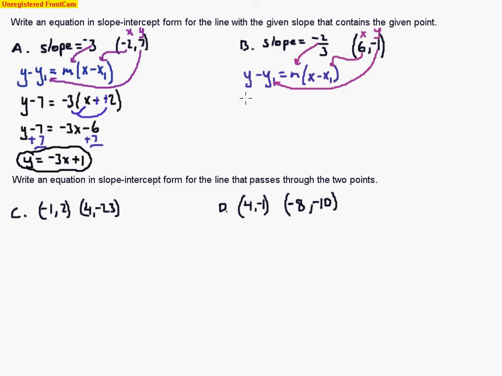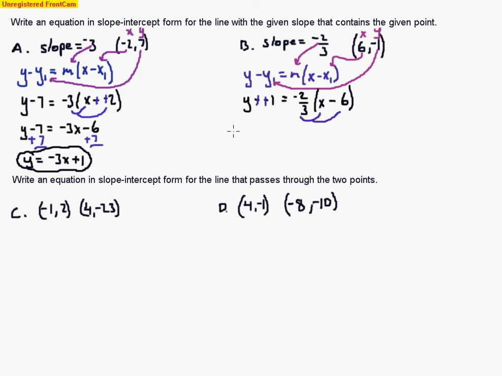Well, when we go ahead and do that substitution, here's what you should have. y minus negative 1 equals the slope of negative 2/3 times x minus 6. So again, you see that minus negative? Switch that right away to a plus positive. And then distribute that negative 2/3 over that difference. So let's see what's left.